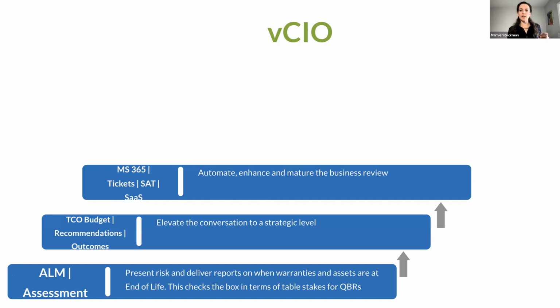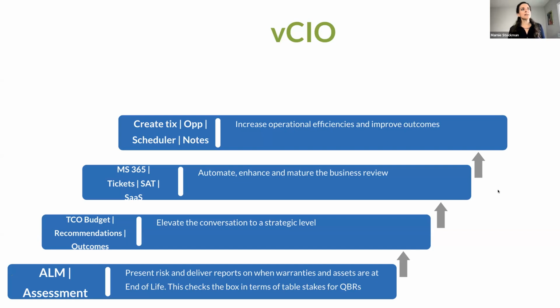The other piece is one of the roadmap items that we're aiming for in Q2, a Crewhu integration for CSAT. Those have been on the list, so while I'm on this box, I wanted to mention it. Next up, the ability to create tickets, opportunities, scheduler, and notes. We just launched the ability, 2 or 3 weeks ago, to create an opportunity or link to an opportunity in ConnectWise. These types of things help increase operational efficiencies, of course.